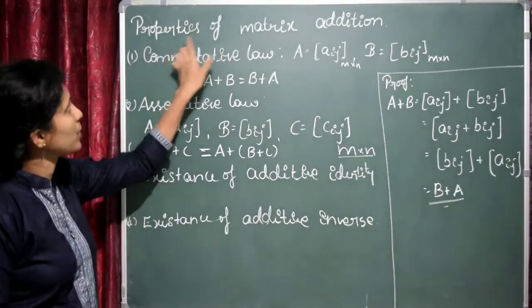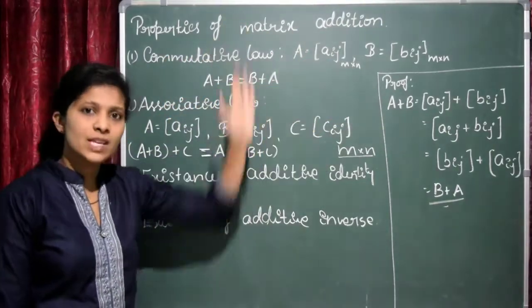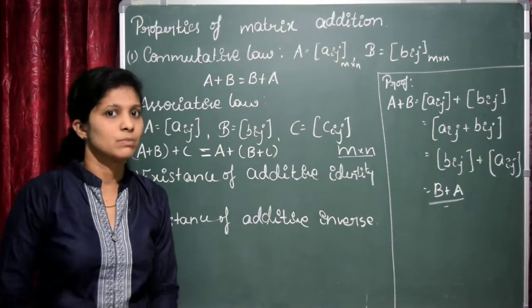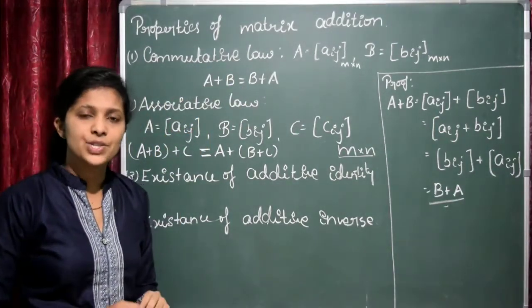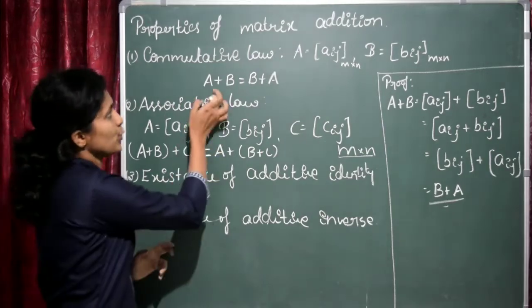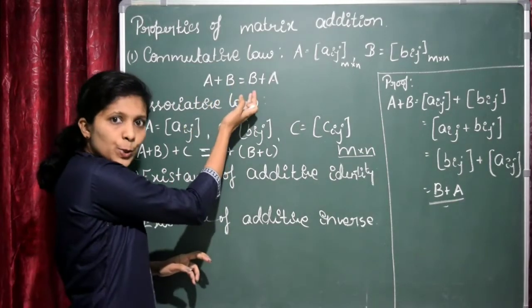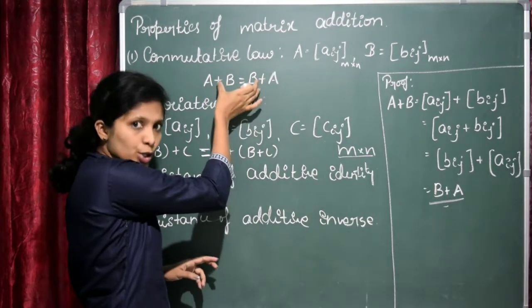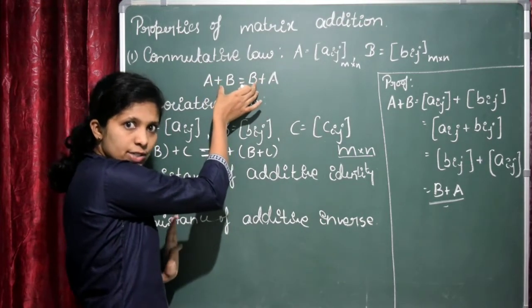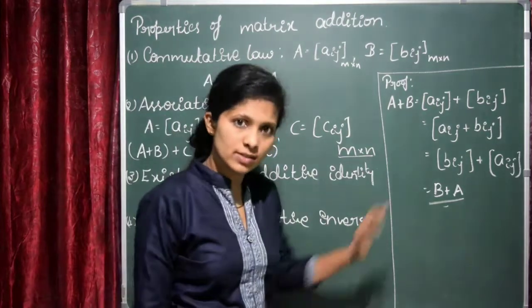Now we'll see the properties of matrix addition. These properties are not that important, but you should know them. First, the commutative law. Is matrix addition commutative? Obviously, right. If you add A and B, that will be equal to B and A. A plus B is equal to B plus A. The order should be the same, otherwise the addition is not possible, and the proof is given in your textbook.